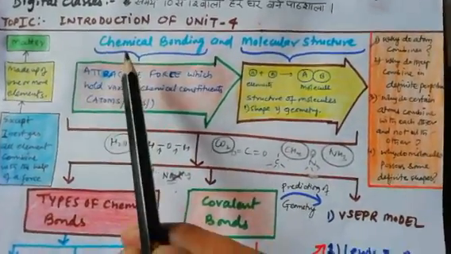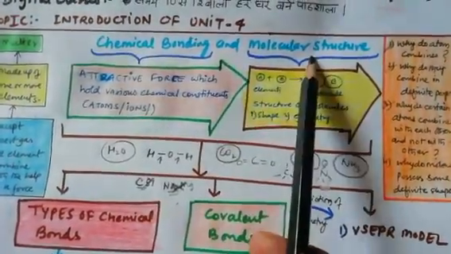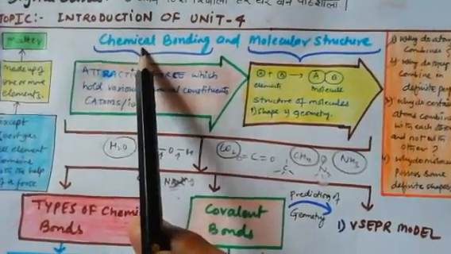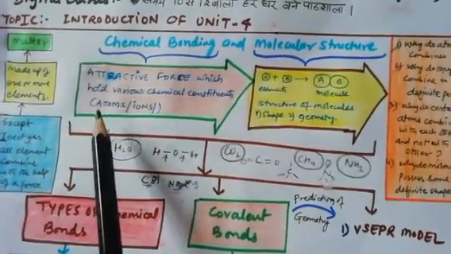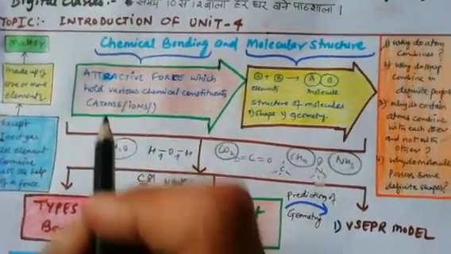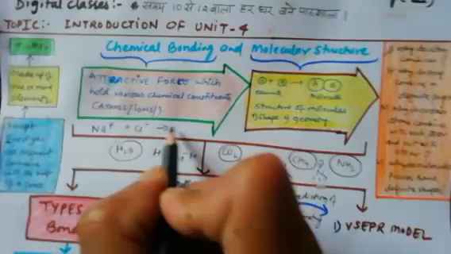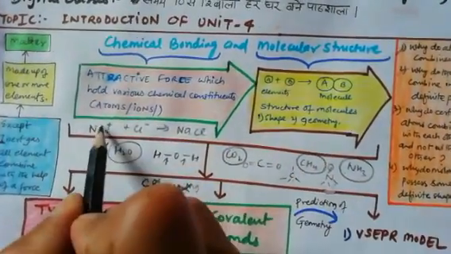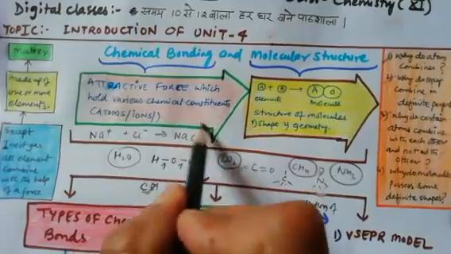Okay, so as we are moving to unit 4, the name of the chapter is chemical bonding and molecular structure. So let's discuss first the chemical bonding. It is the attractive force which holds various chemical constituents like atoms or ions together. Like you know very well, Na is positive, Cl is negative. That's why they form NaCl. It means that there are a cation and an anion, a positively charged ion and a negatively charged ion, and they form a salt.